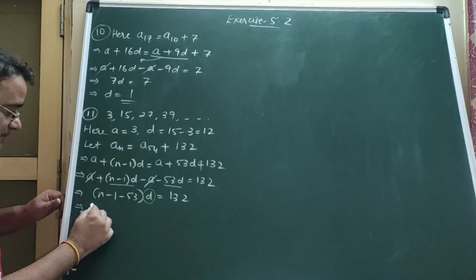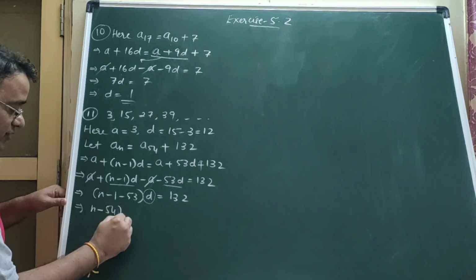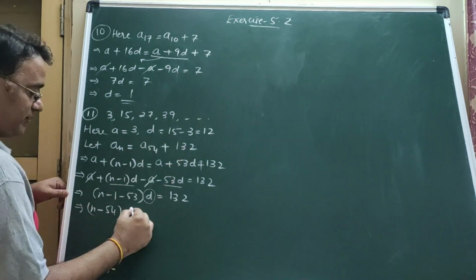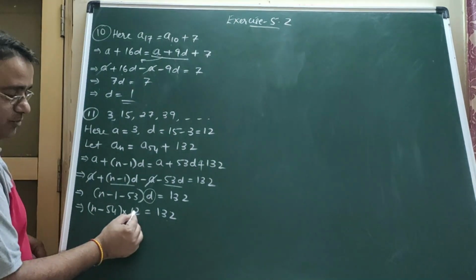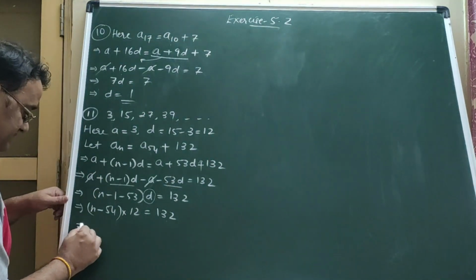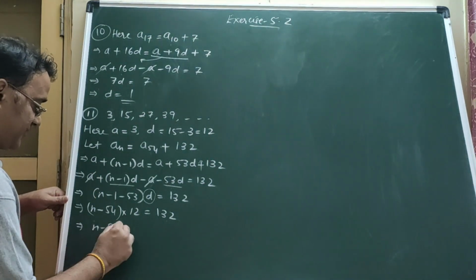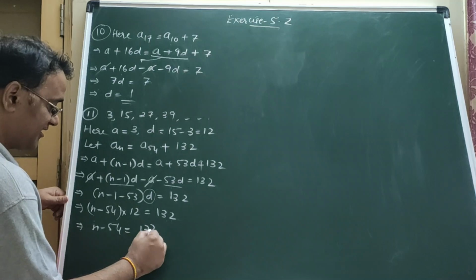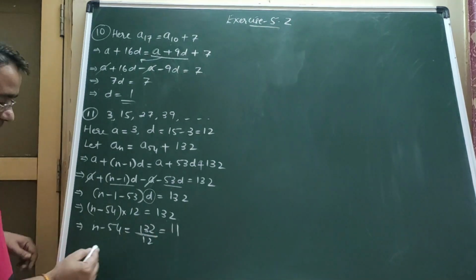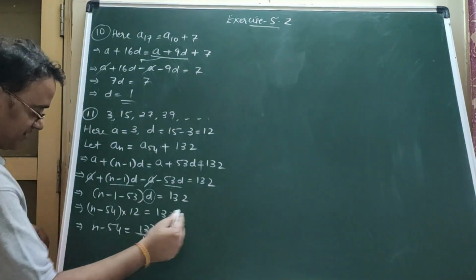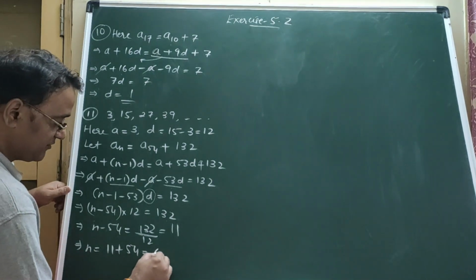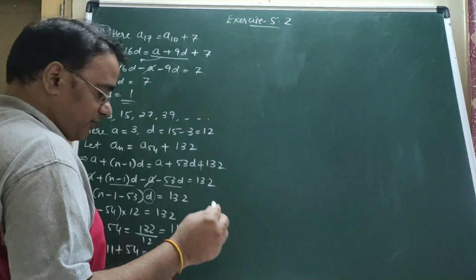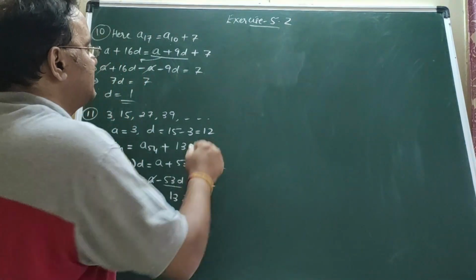सो अब क्या होगा? n-54 into d, 12, is equals to 132. Now 132 by 12 is 11. So n-54 हो जाएगा 132 by 12, that is 11. Now shift 54 to that side. So it will become plus 54. So final answer 65. Okay. So next question.